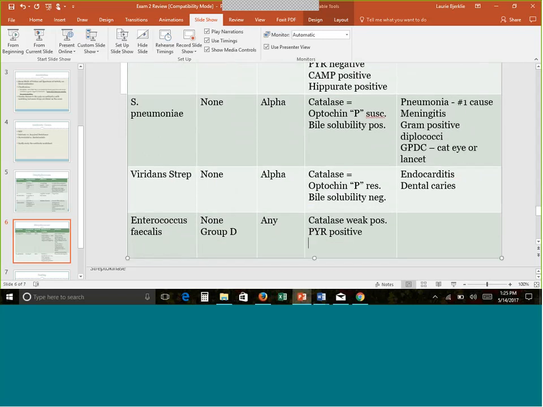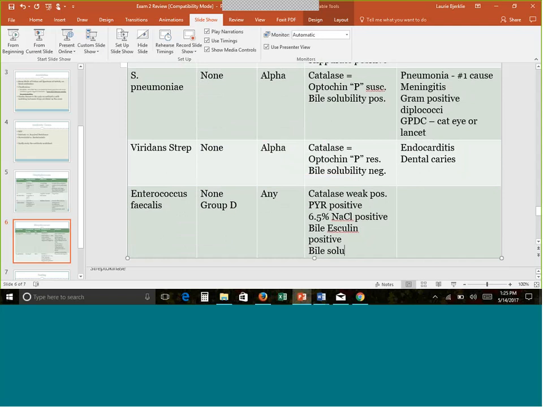It likes to grow in 6.5% NaCl, so it loves itself some salt solution there. It is bioesculin positive. It is bile solubility negative, though, so that'll separate it out from Strep pneumoniae. So there is some good representation of a few tests that will help identify it.